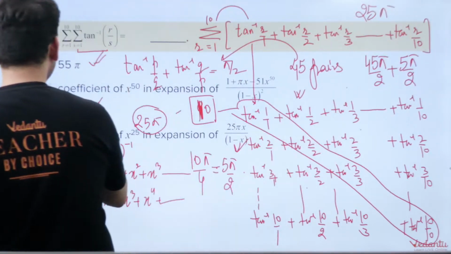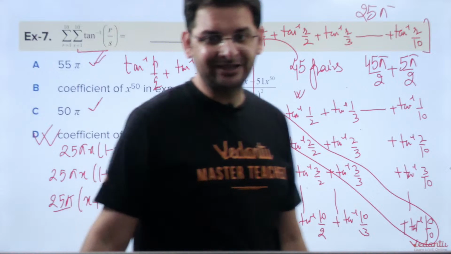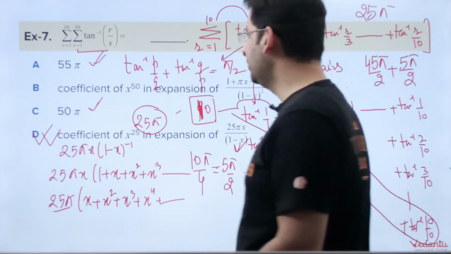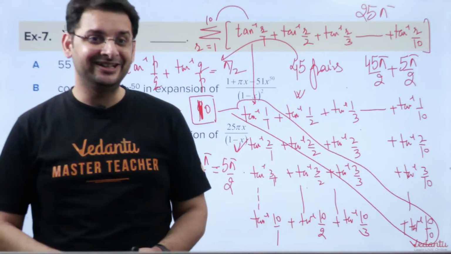25 pi, this means option D is the correct answer. As simple as that. 25 pi is going to be the correct answer. That is option D. Right?